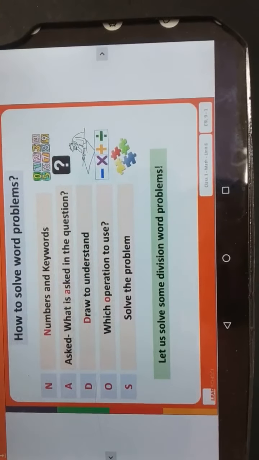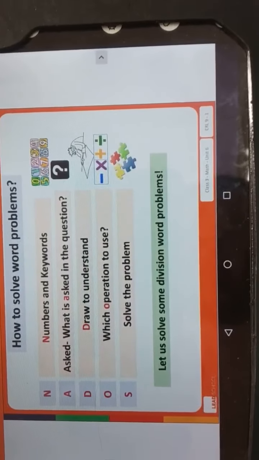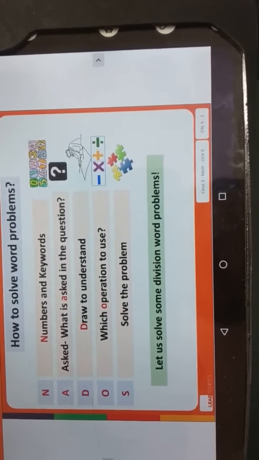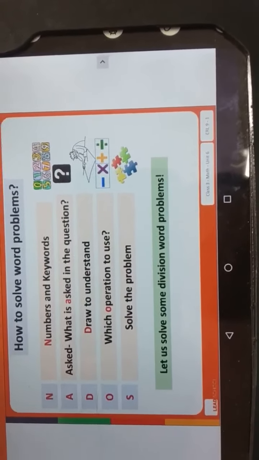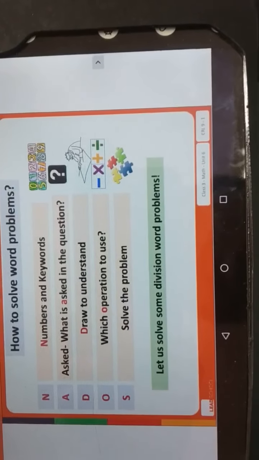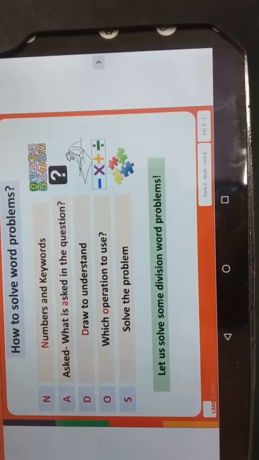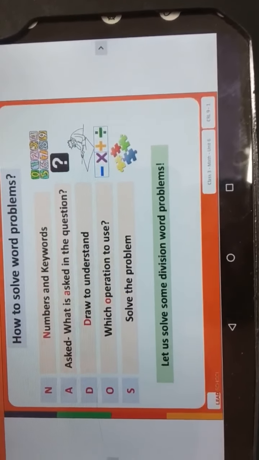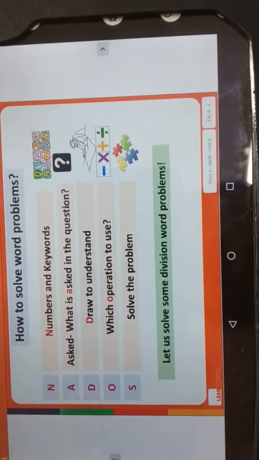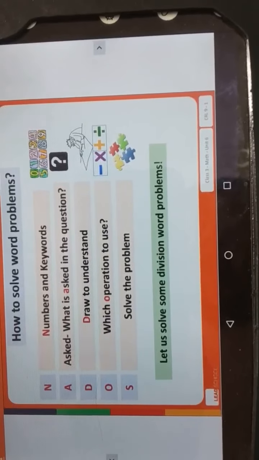N means number and keywords. A means ask: what is the ask in the question? D means draw to understand. O means which operation to use. And S means solve the problem.